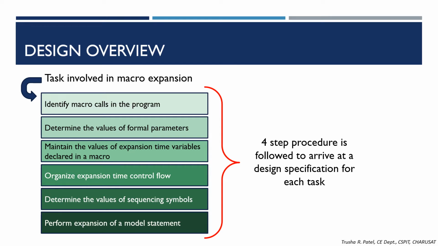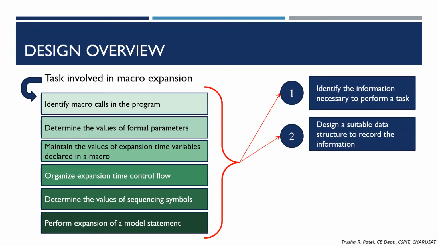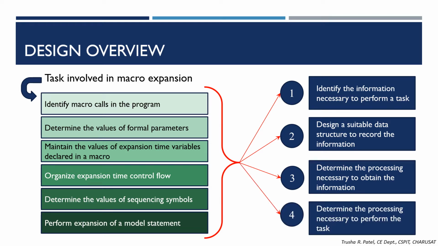Now for all this, a four-step procedure is followed to arrive at the design specification. The first is identify the information necessary to perform a task. Second, design a suitable data structure to record the information. Third is determine the processing necessary to obtain the information. And fourth, determine the processing necessary to perform the task. These four steps are similar for all the language processors.